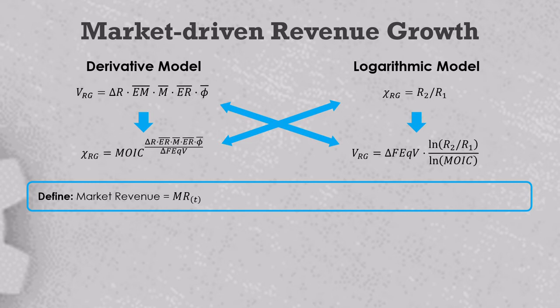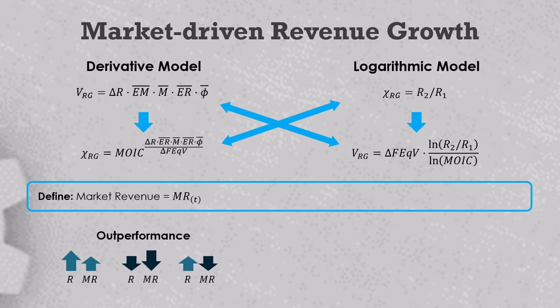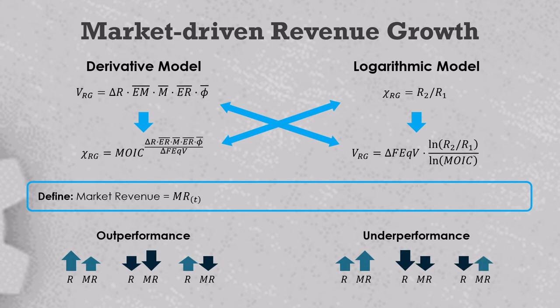We'll say that a company's revenue outperforms the market if it grows faster than peers, falls more slowly than peers, or gains revenue while the peers lose it. Likewise, we'll say that company revenue underperforms the market if it grows more slowly than peers, falls faster than peers, or loses revenue while peers gain it.